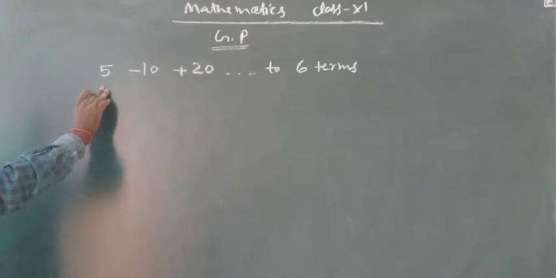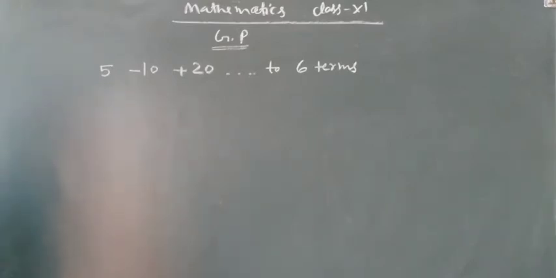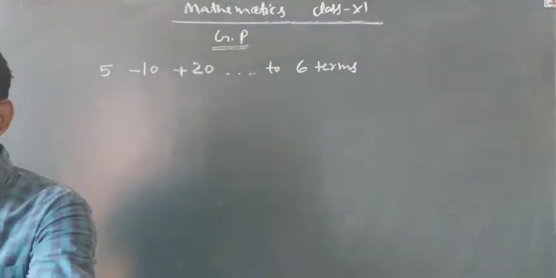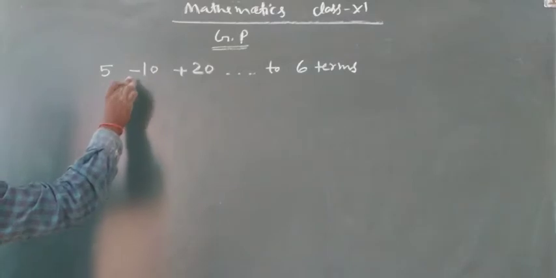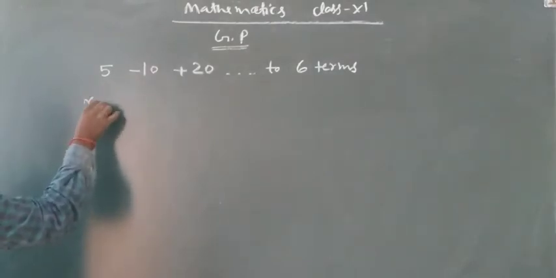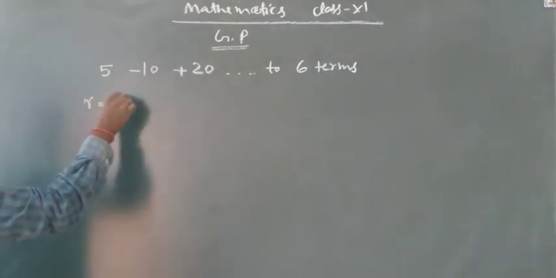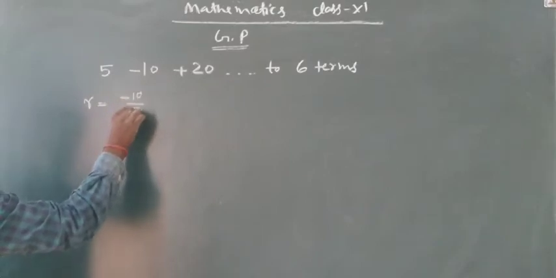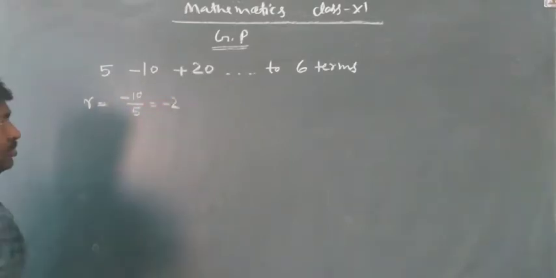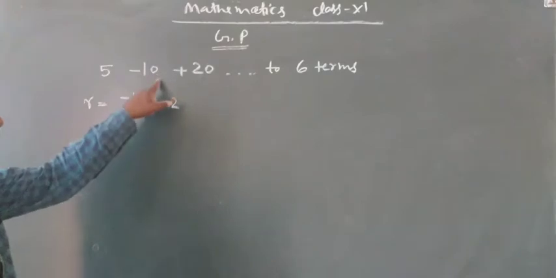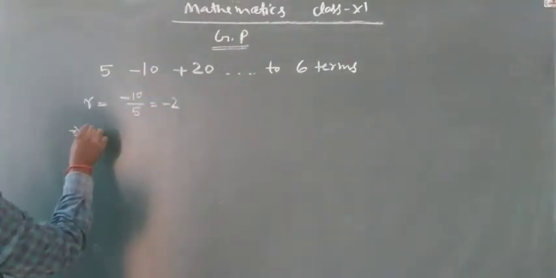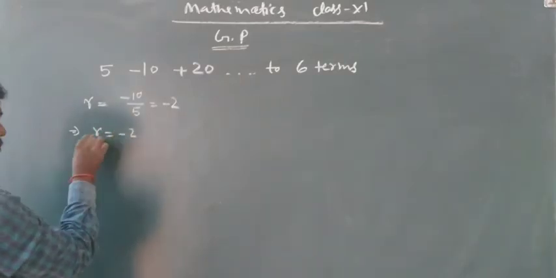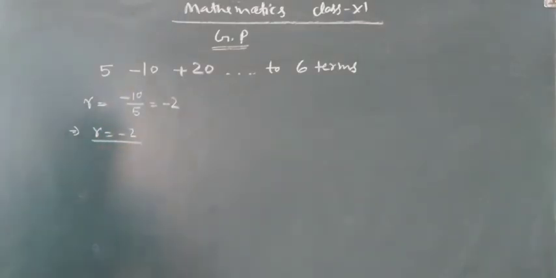So let's see whether this series is in GP or not. A series is said to be in GP if the common ratio remains constant. Now see how you can find the common ratio. Second term upon first term, minus 10 upon 5, this is minus 2. Now 20 upon minus 10, again you will get minus 2. It implies that r is minus 2.